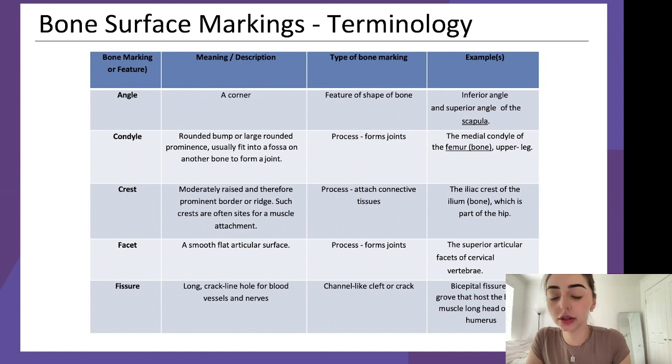I'm not going to go through all of these, but these are also some terminology that we need to know, especially for bones and cartilage. So angle is obviously a corner.